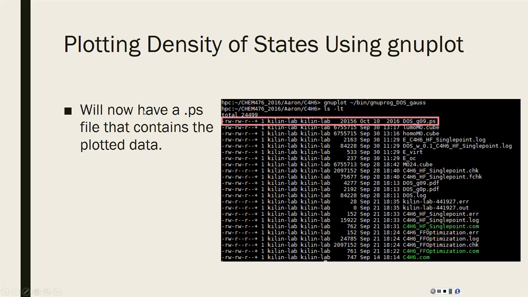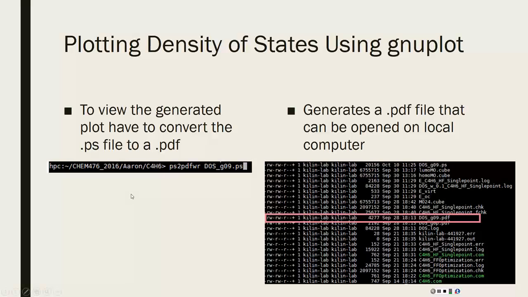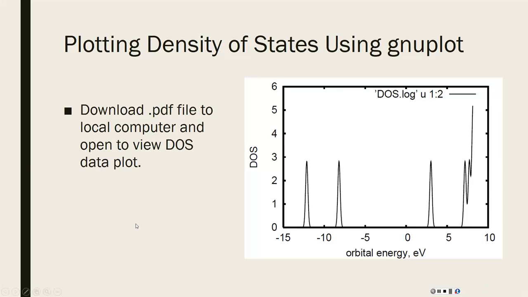Now if we recheck our directory, we should have a DOS_Geo9 PostScript file. We don't really know how to open PostScript files with a lot of common programs, so we have to convert it to a PDF, which you can just do with ps2pdf and then the name of the file. After you do that, if you recheck your directory, you'll have a PDF file. You can download that to your local computer, open it up, and we have a nice little density of states file.